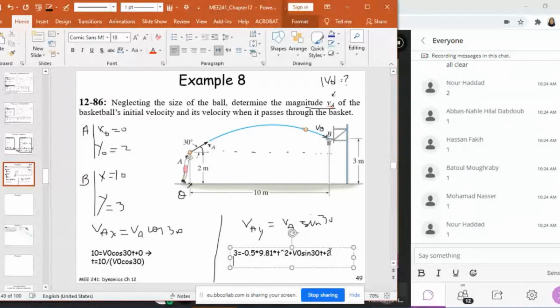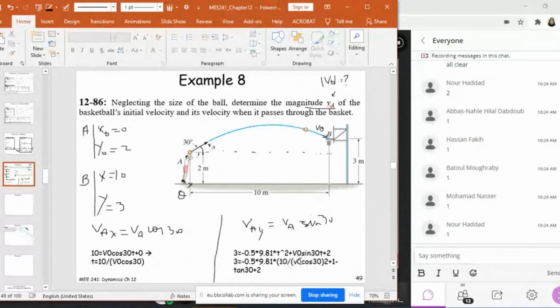So 3 will be equal to minus 0.5 times 9.81 times t squared, which is 10 over v0 cosine 30, squared, plus v0 sine 30 times 10 over v0 cosine 30. So this will be 10 tangent 30. All right, plus, right? So guys, yes, if you replace t here, v0 will be simplified, sine over cosine will be tangent. So guys, now you can find v0.